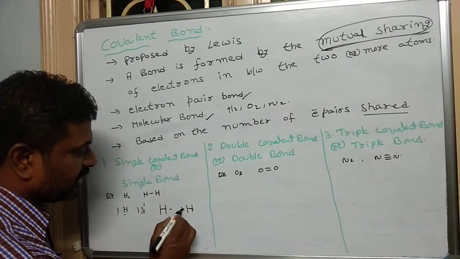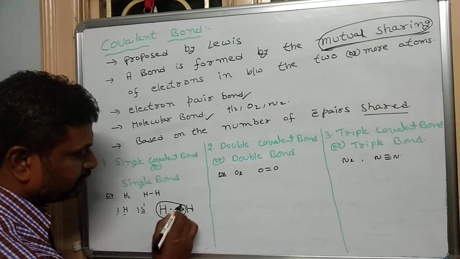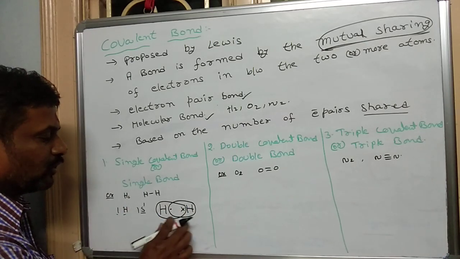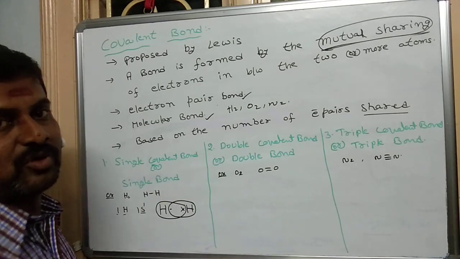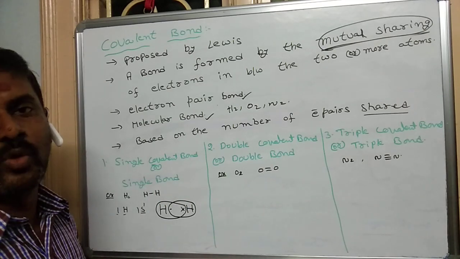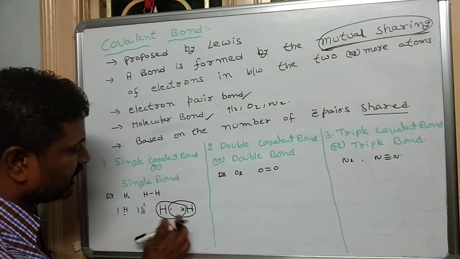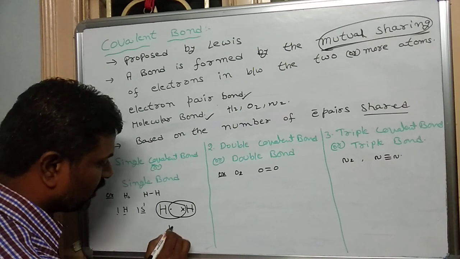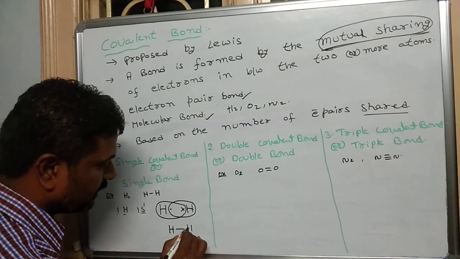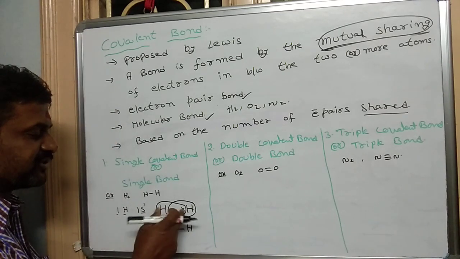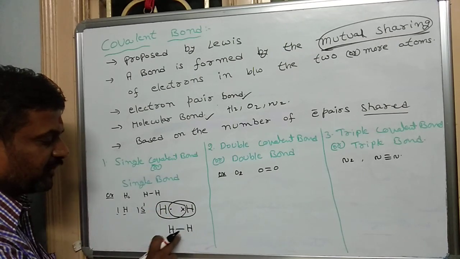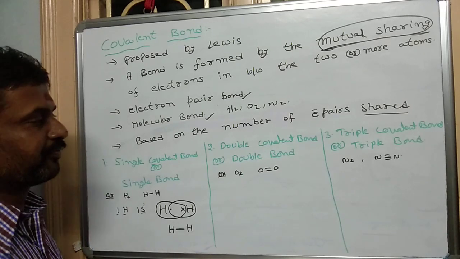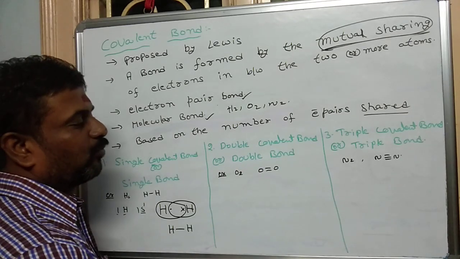So this hydrogen atom shares the second electron, and this hydrogen atom equally shares this electron. To get the doublet configuration, these two hydrogen atoms equally share the electrons between the two atoms. That bond is indicated by H, H. Only one electron pair is shared between the two atoms, so it is indicated as a single bond. Example, H2.